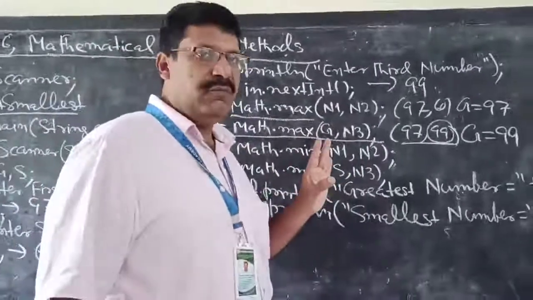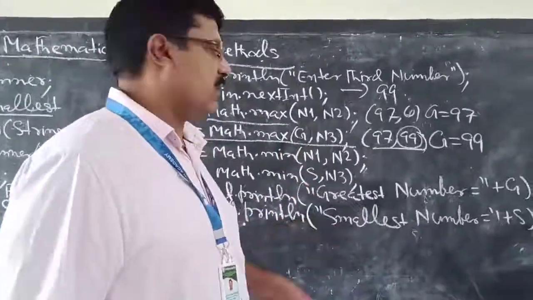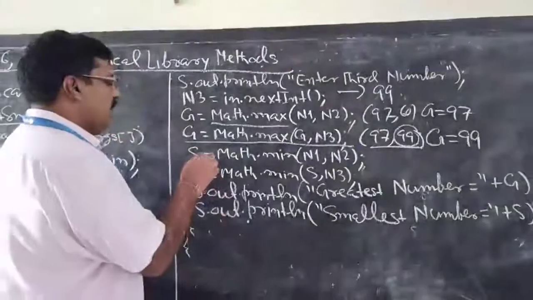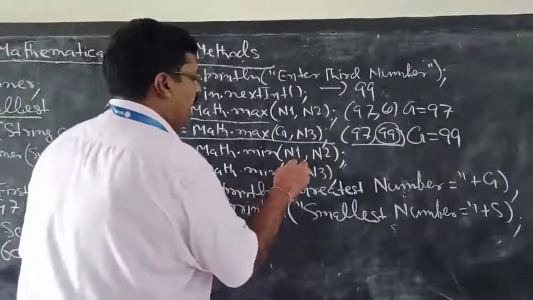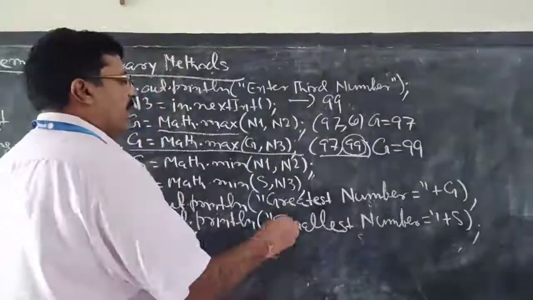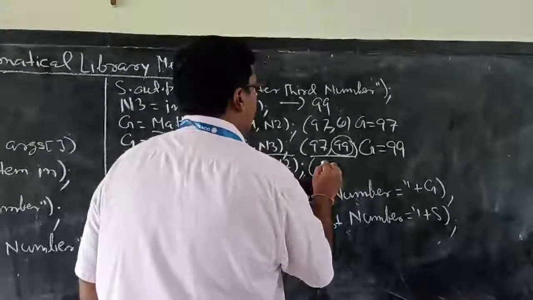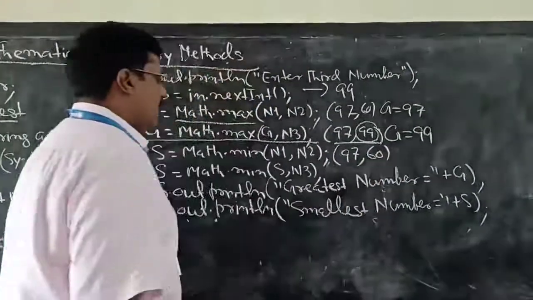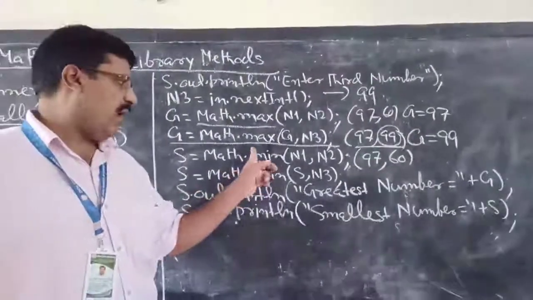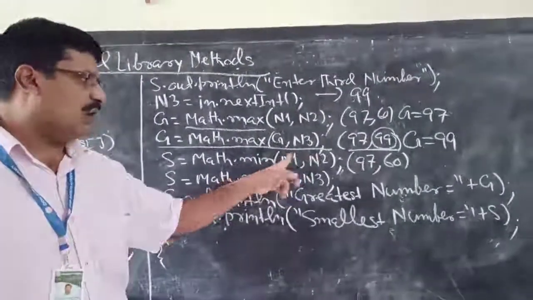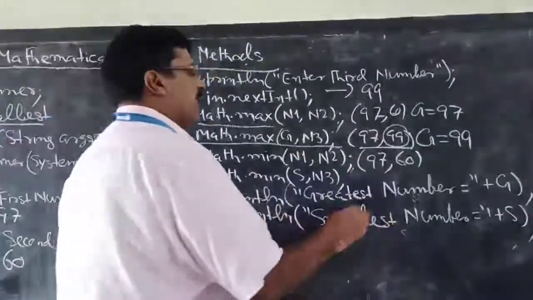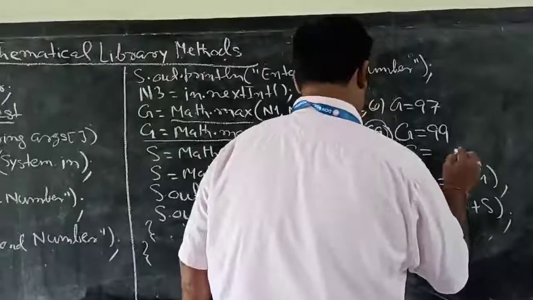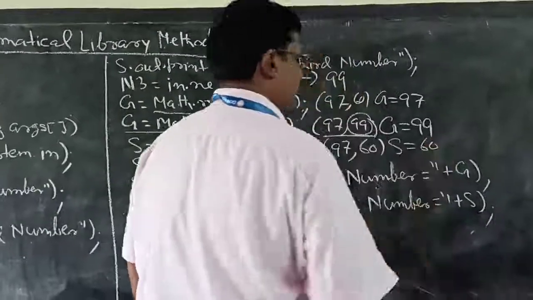Now the same thing will repeat for the smallest number also. So for the smallest number, S = Math.min(n1, n2). The n1 is 97 and n2 is 60. The min function will find the smallest number out of 2. The smallest number is 60. So the value of S, the smallest, will be 60.